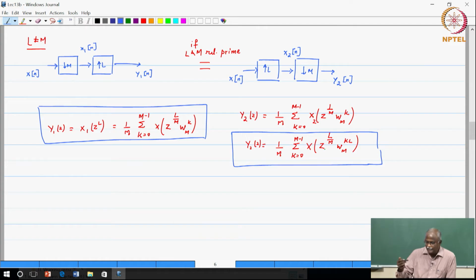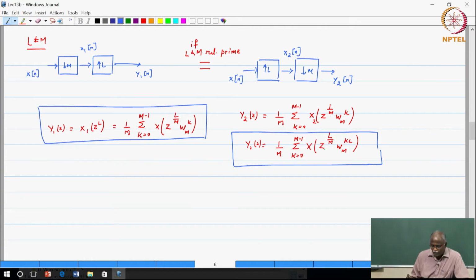Now, if L and M are not relatively prime, so for example, if they were 3 and 6, or there are some common factors between them, then the upsampling and the downsampling operations basically give different results. Therefore, this result does not hold. The equivalence only holds when L and M are relatively prime, otherwise you will get different signals on both sides.